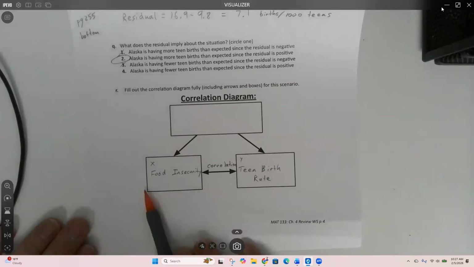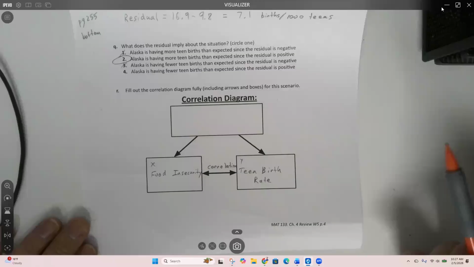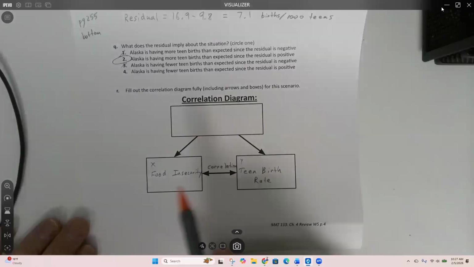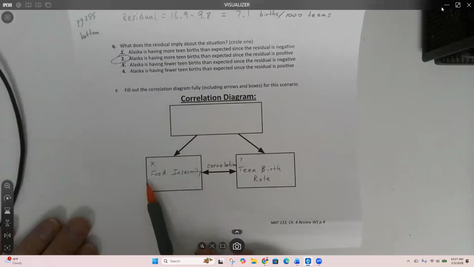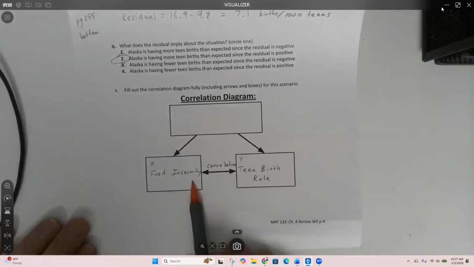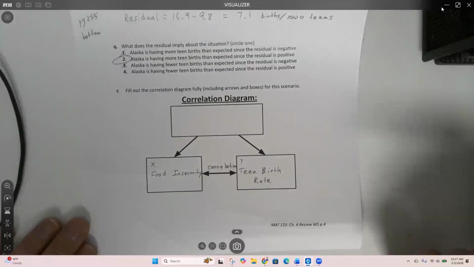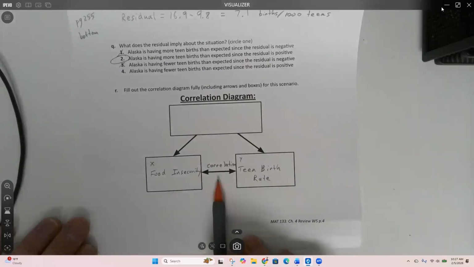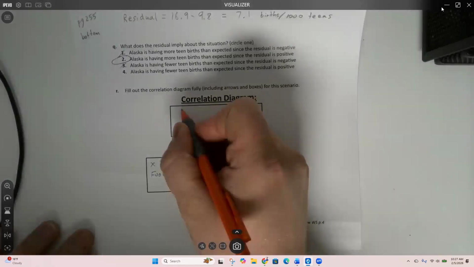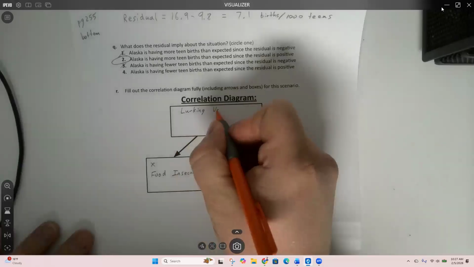Is having too little food making teens have more babies? That doesn't make any sense, right? If you have a lot of food available to you, so if you have a low food insecurity rate, that doesn't stop teens from having babies, right? So this is not causation, okay? And that's because there are what are called lurking variables that are actually driving these two things.